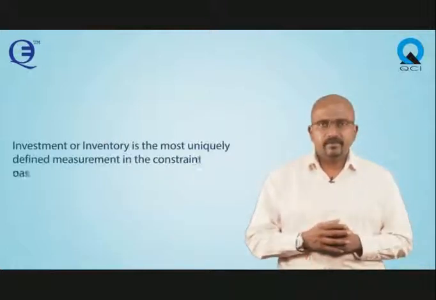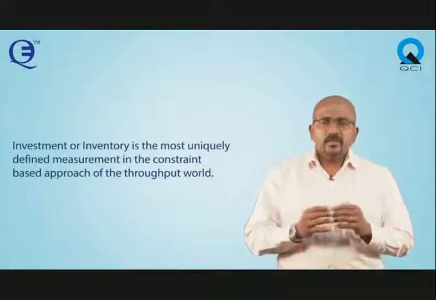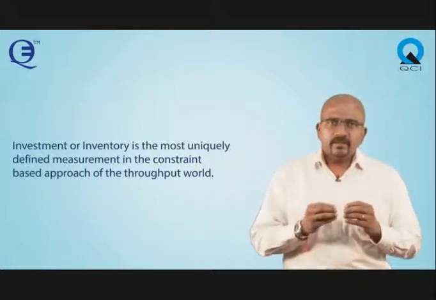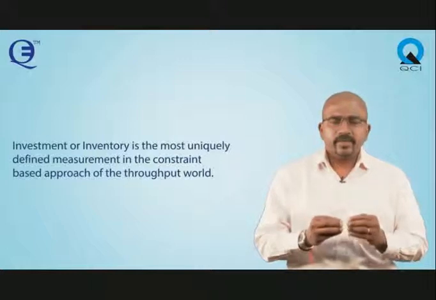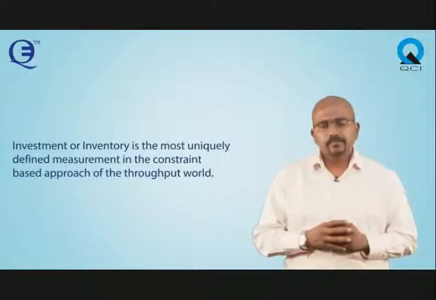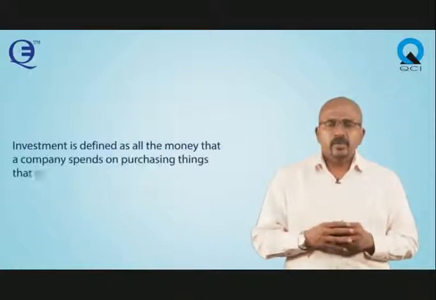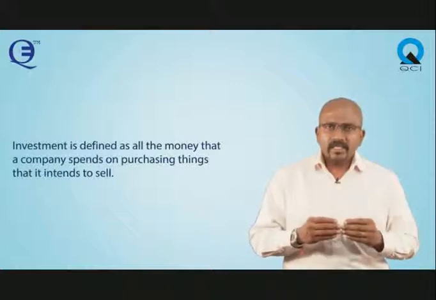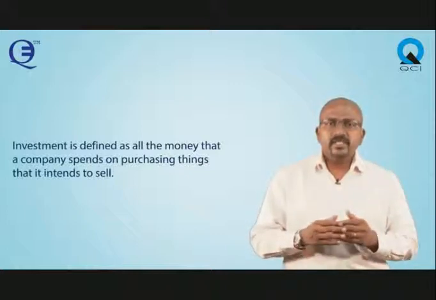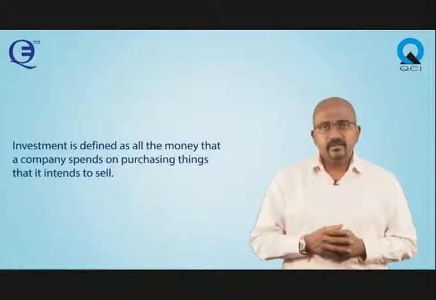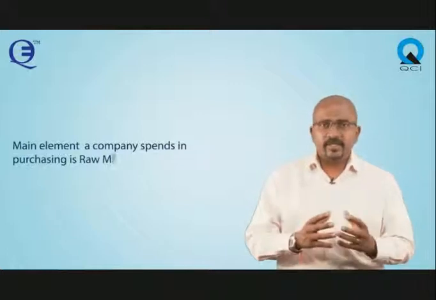Let me go and take our next measurement, which is investment or inventory. This is the most uniquely defined measurement in the constraint-based approach, or the throughput world. Investment, as we defined earlier, was all the money that a company spends on purchasing things it intends to sell. Now, one of the main elements of this is raw material.